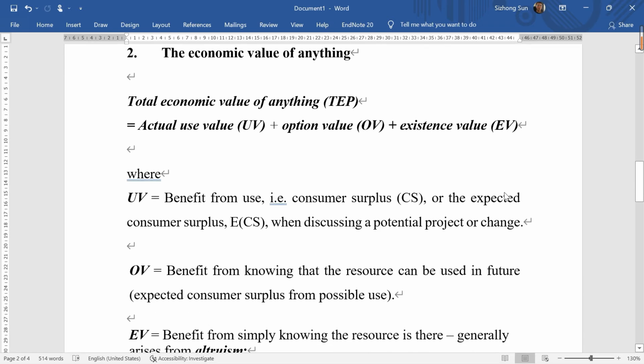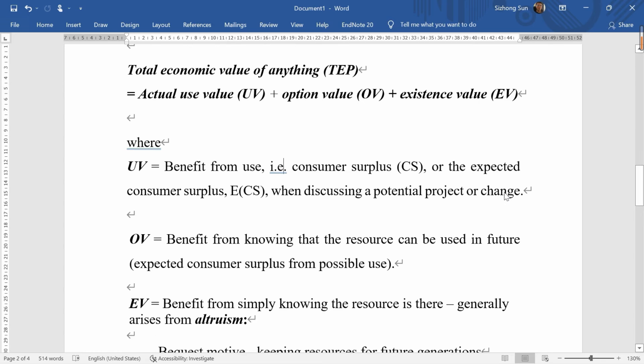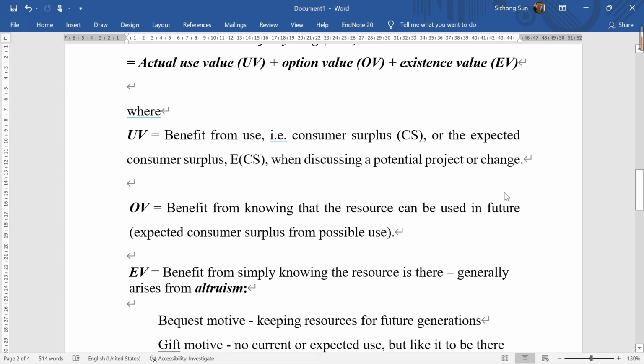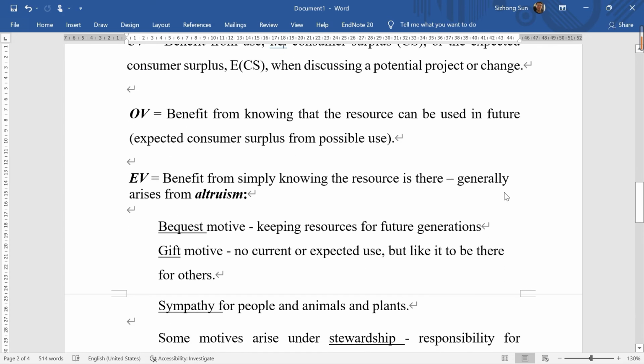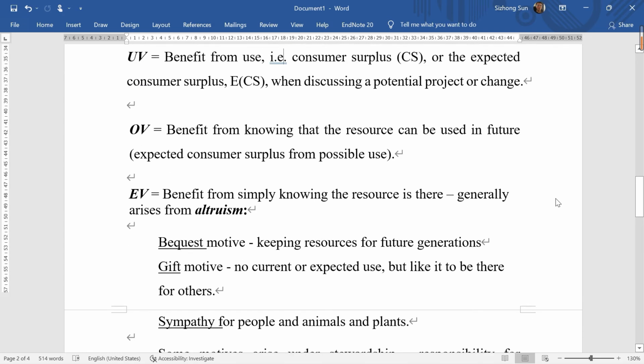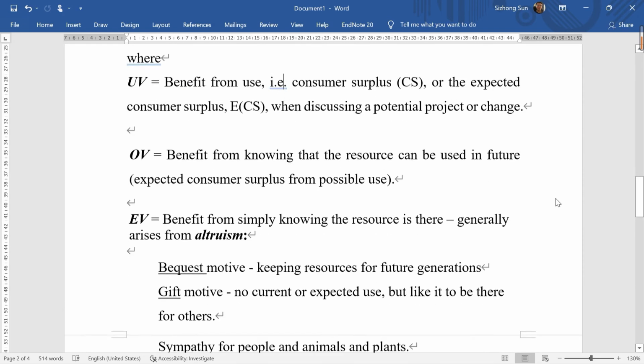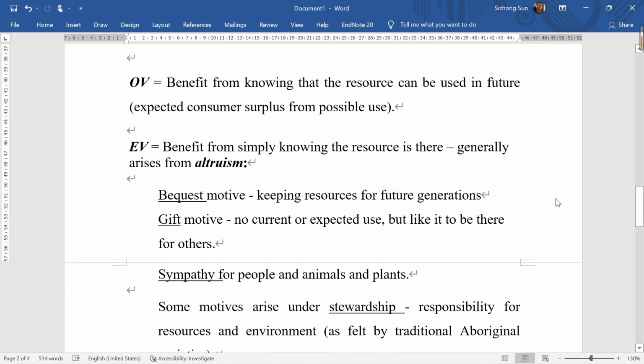Actual use value is the benefit from using it, which is consumer surplus or expected consumer surplus. Option value is the benefit from knowing that the resource can be used in the future, which is expected consumer surplus. Existing value is the benefit from simply knowing the resource is there. This generally arises from altruism.